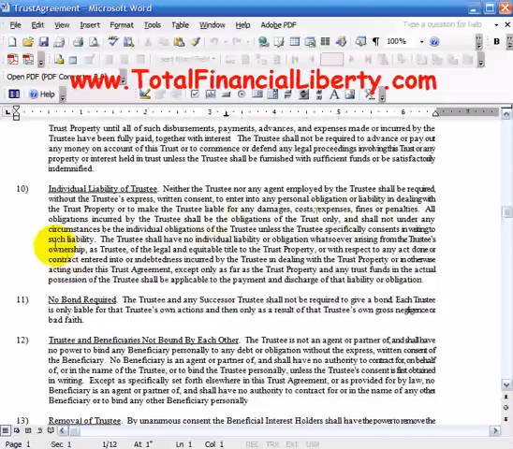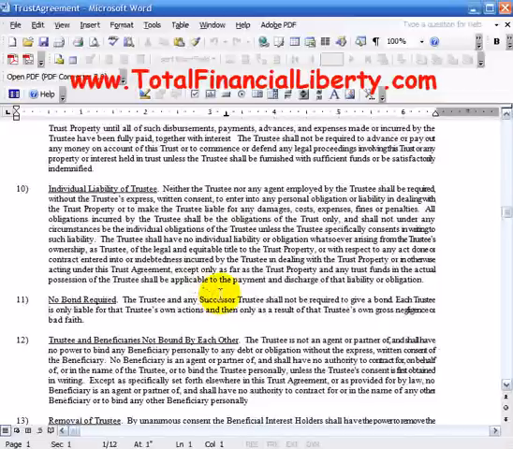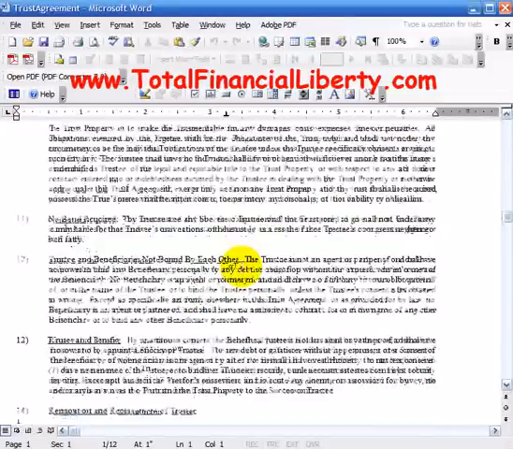Okay, so that means that the obligations incurred by the trustee shall be the obligations of the trust only, and shall not under any circumstances be the individual obligations. Basically, what that's saying is, as long as they act in the capacity of a trustee legally with written authorization from the beneficiary, there's no individual liability.